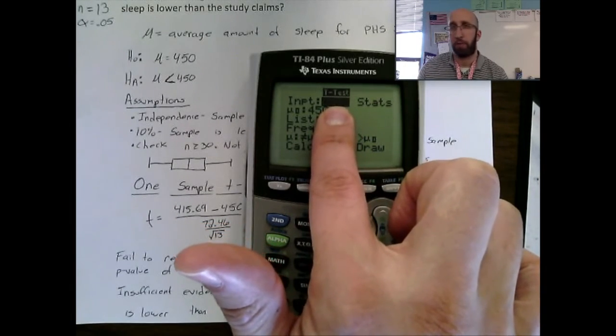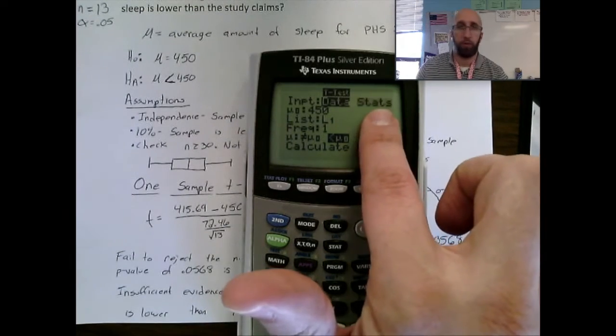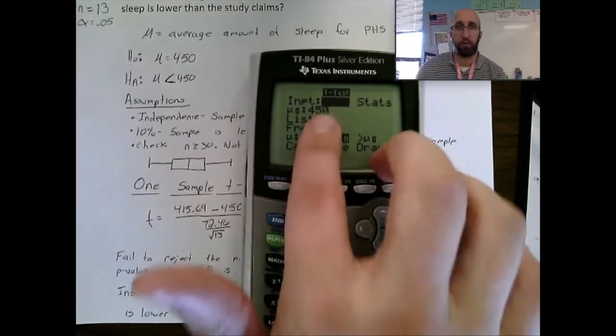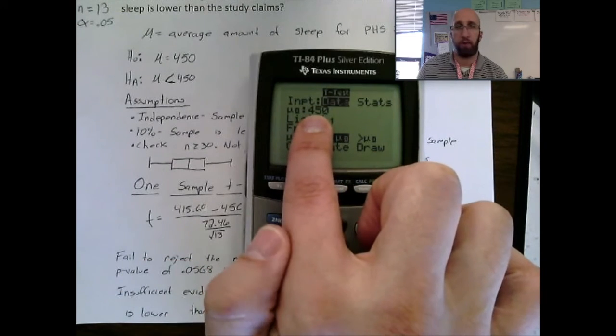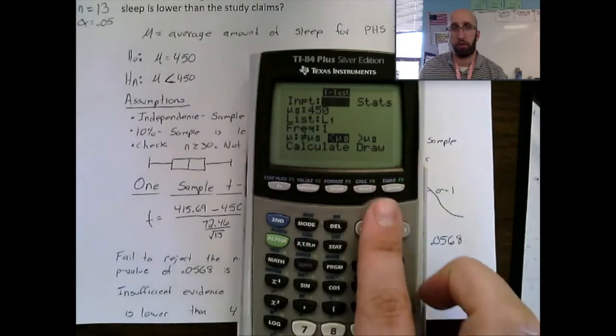If my problem would have told me what X bar and S is, my sample mean and my sample standard deviation, I would have gone the stats route there. So we're going the data route. It asks for, hey, what is mu? 450. Where's your data at? Mine's in list 1. We aren't dealing with frequency.